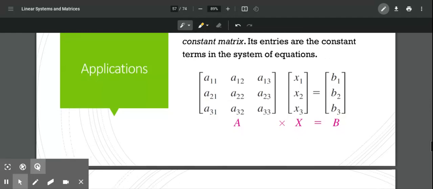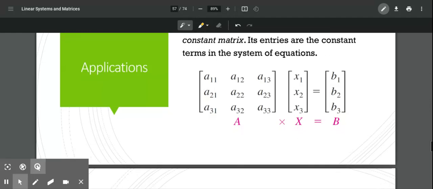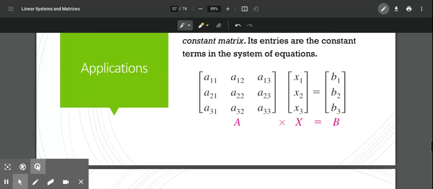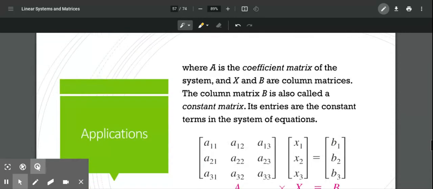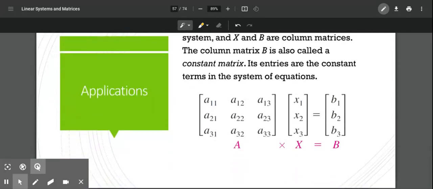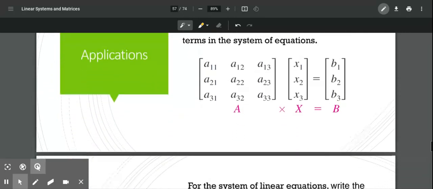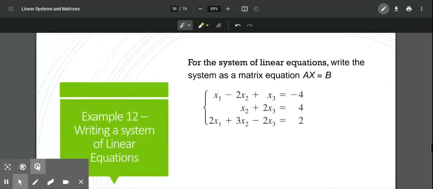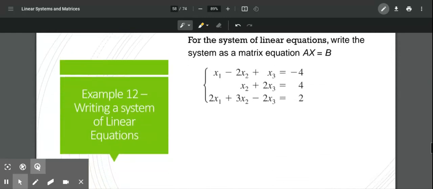And so this is kind of that example here. If you had that system of equations from this slide, and then you wrote it as matrices, you would have your A times X equals your B. So if we were writing this out, our A matrix, which is our coefficient matrix, would be 1, -2, 1, 0, 1, 2, and 2, 3, -2.